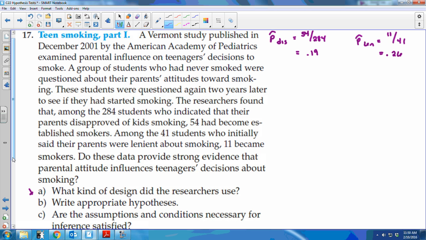On B, it says write appropriate hypotheses. Again, I'm going to always write them as a difference. And then I'm also probably going to write it so the difference is greater than 0 because that makes things positive and makes my life happy. But you can do it however you want. So for my null hypothesis, I'm going to say that the proportion of lenient parents minus the proportion of disapproving parents groups is equal to 0.